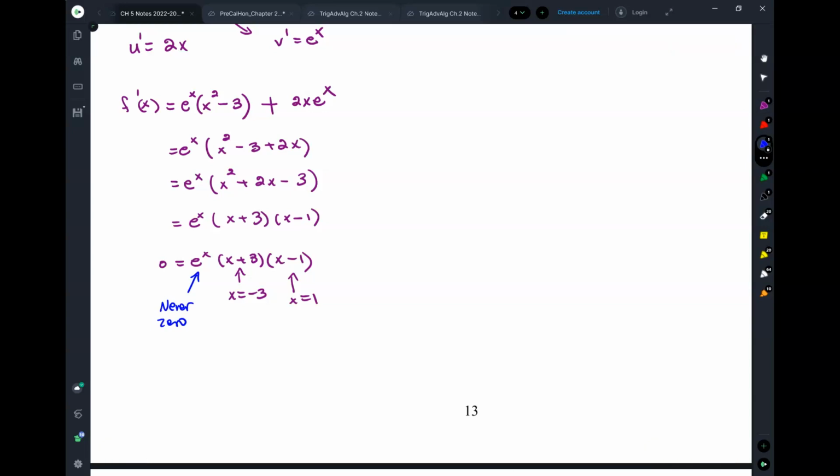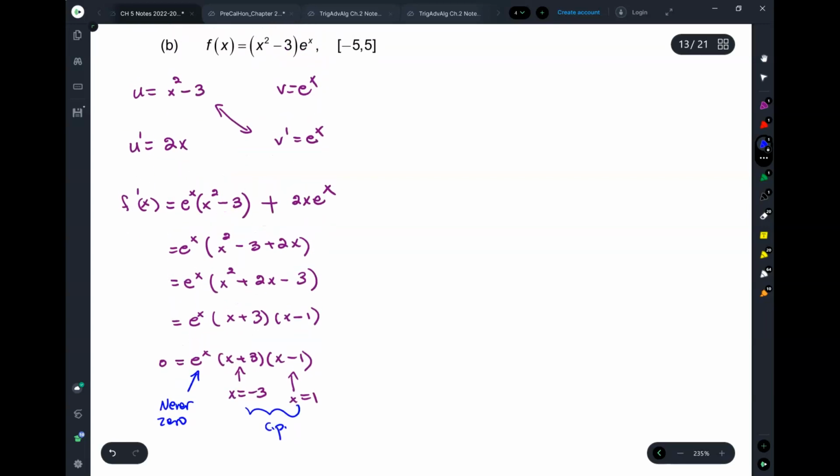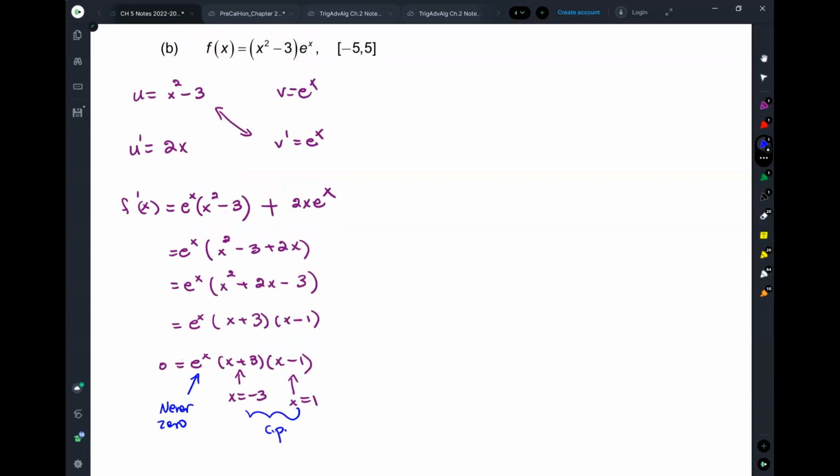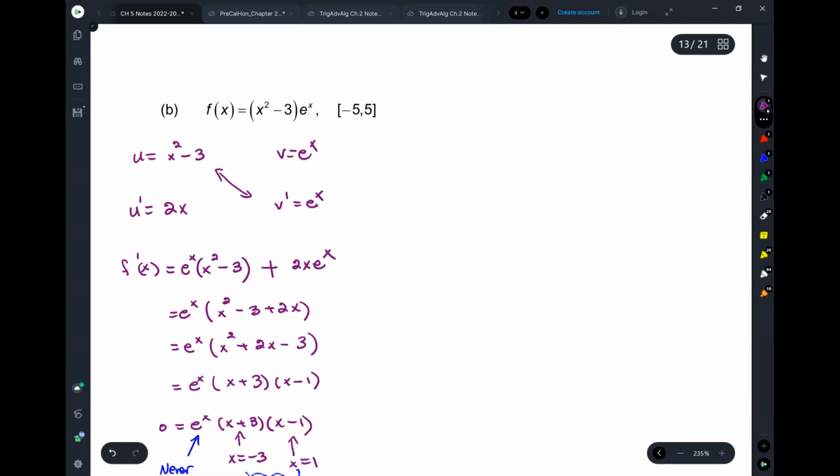So these are the critical points. Okay. Just something you know, that e to the x is never 0? Yes, from Algebra 2 and Pre-Calc. Okay, think about it. Can you plug in a value for x and make e to the x 0? No. So you ignore it because it's never 0? Yep. So now we're going to plug this in. This has a set domain. Okay? -3 and 1.